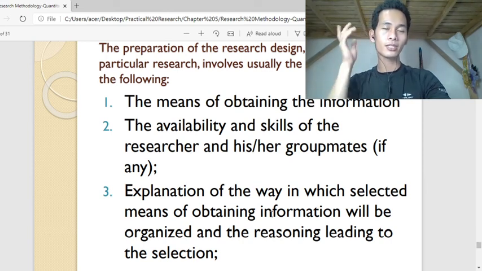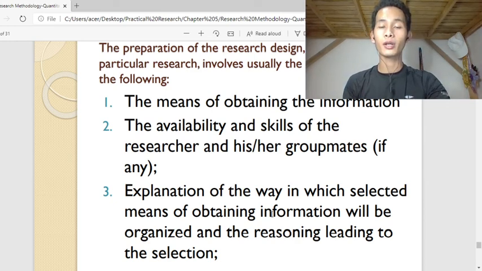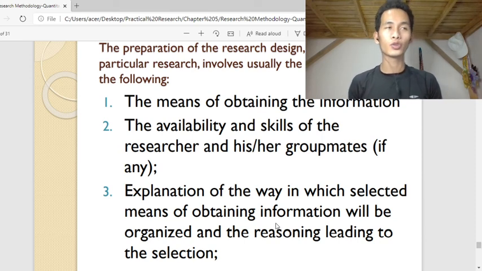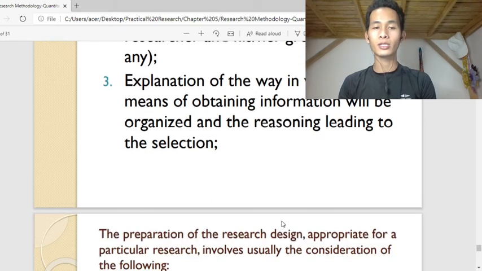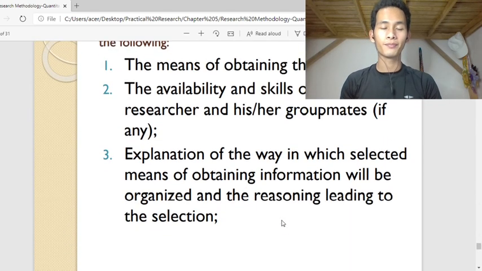So before conducting research, you have to improve your skills and abilities in writing a research paper. That is why what we are doing now is teaching you and emphasizing to you the relevant concepts in research, and how research is to be conducted. Third, explanation of the way in which selected means of obtaining information will be organized and the reasoning leading to the selection.